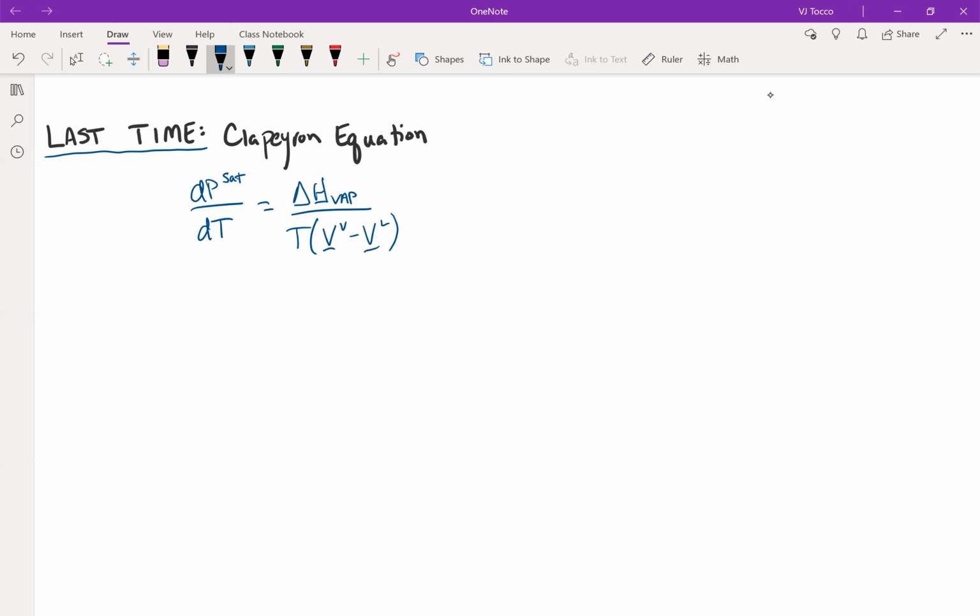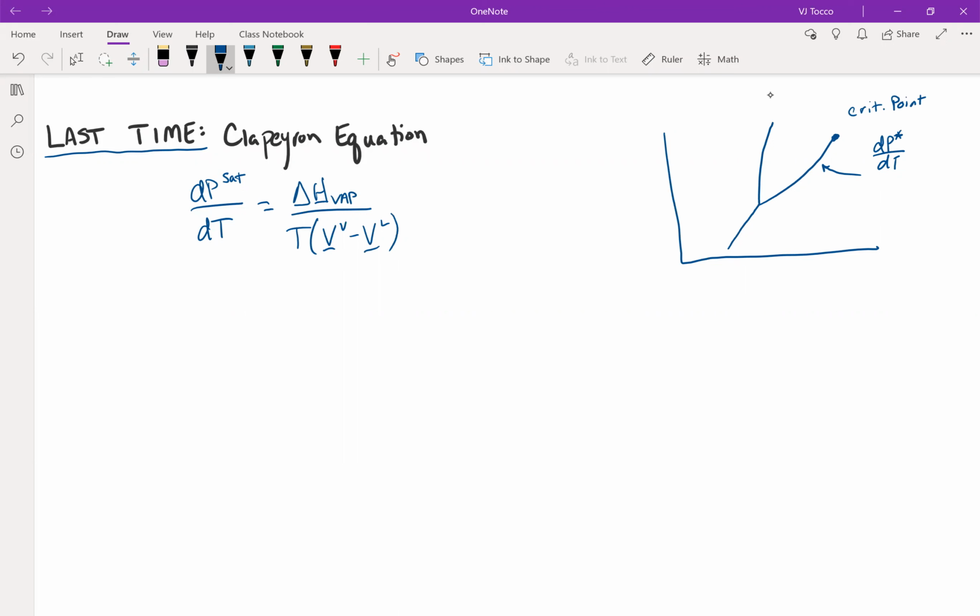So this is an equation that relates the slope of a curve of P sat by T. So that curve would look something like this. Remember, on the phase diagram, it probably looks something like this. This dP sat/dT is the slope of this line here. This is the vapor-liquid equilibrium line. Recall again that this is the critical point.